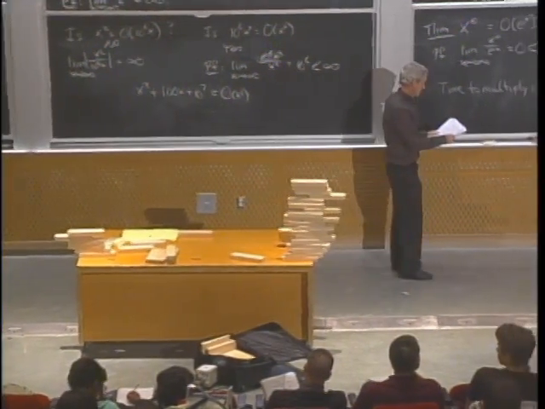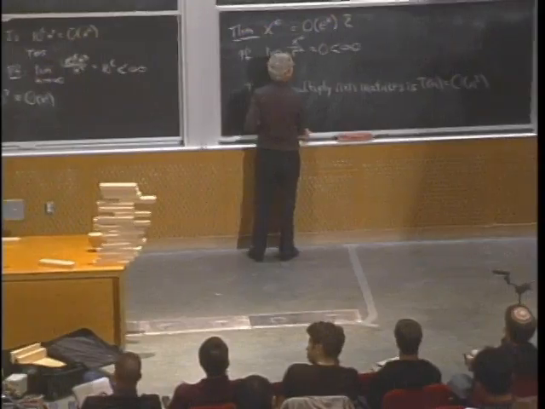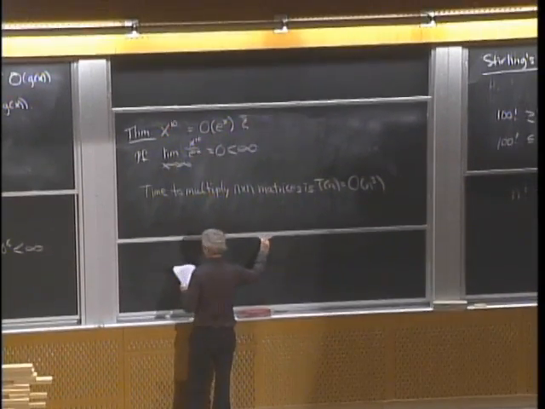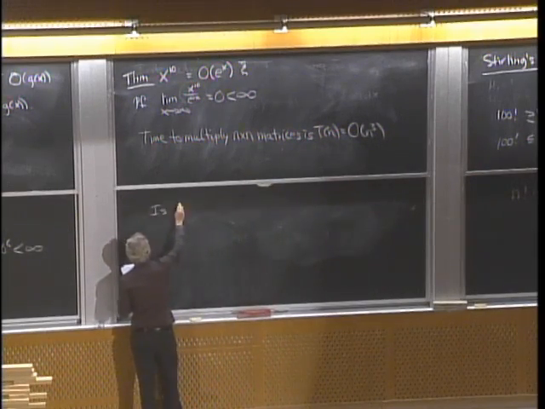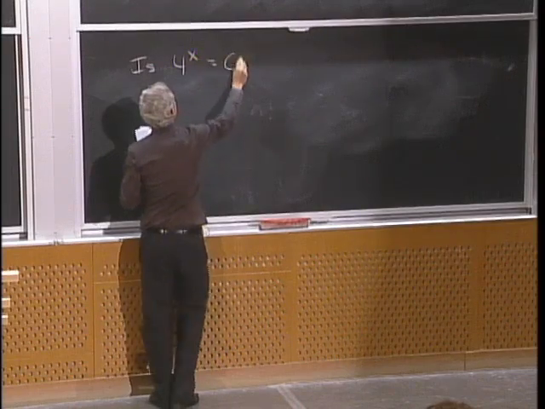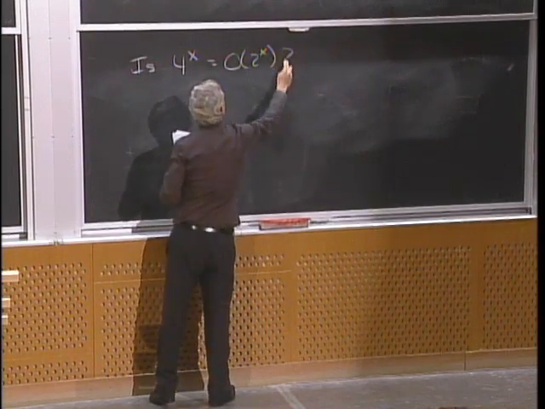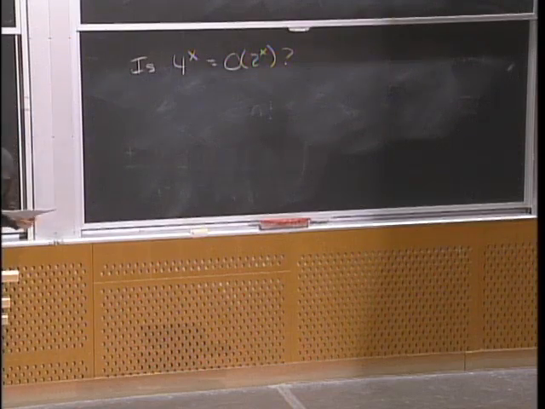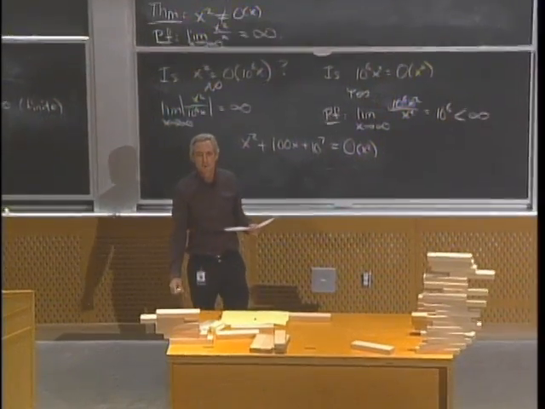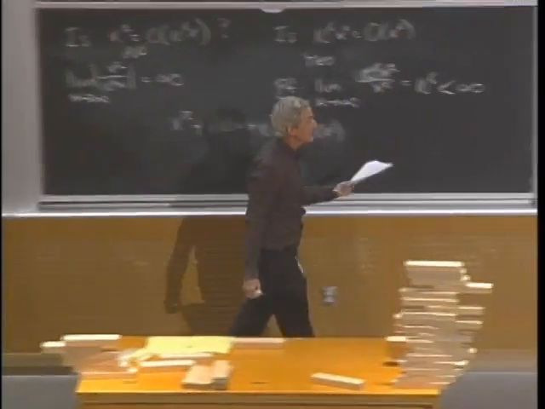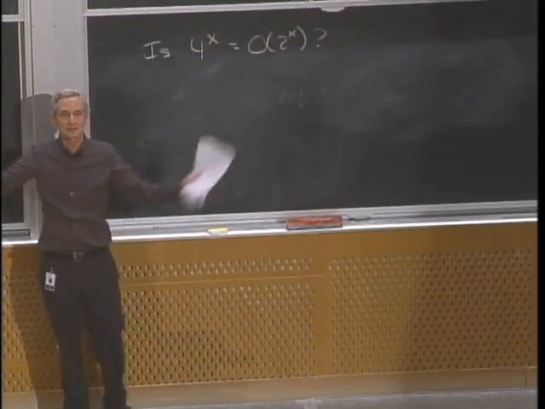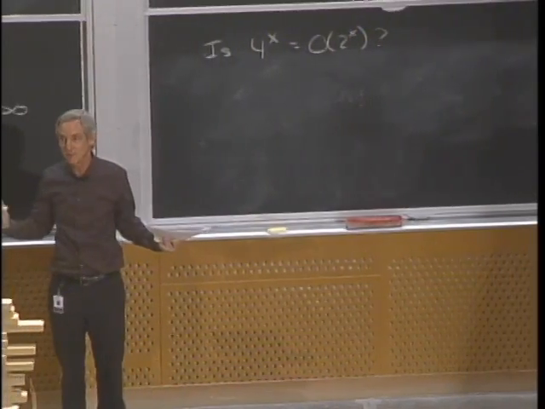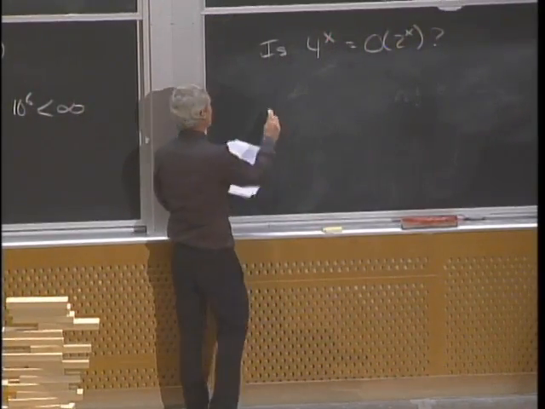All right? Let's now do some examples that can get you screwed up. What about this one? Is 4 to the x O of 2 to the x? Is that true? No, it's not true. The mistake you might make is to say, oh, 4 is only double 2, and big O wipes out constant factors, so the answer is yes. That would be bad. Better to look at the limit.